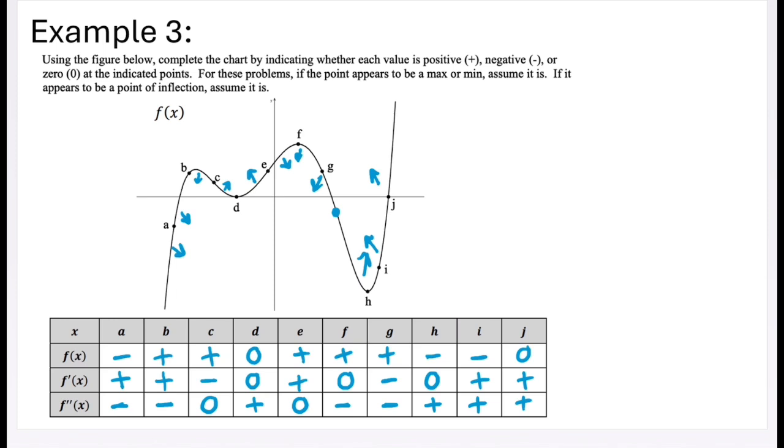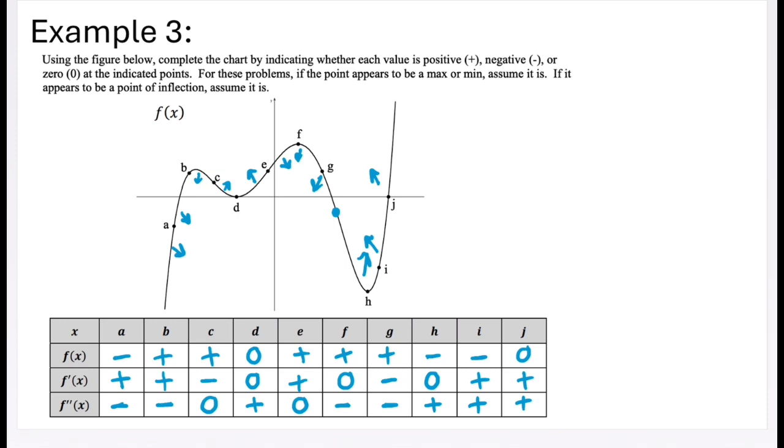The first derivative is all about whether it's increasing, decreasing, or a max or a min. If it's increasing, the first derivative is positive. If it's on a decreasing portion of the graph, the first derivative is negative. And if it's on a max or a min, the first derivative is going to be 0.